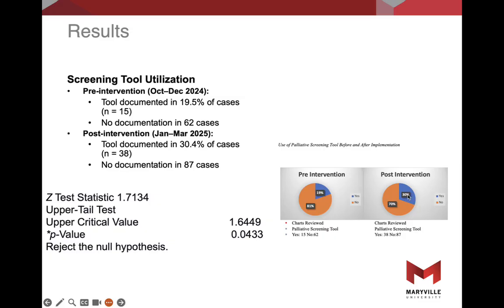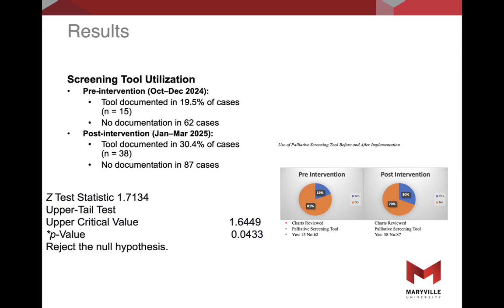And then compared to our post-intervention, you can also see the chart review went from 15 to 38. And then we saw like 87 of them were not reviewed. Yes, 87 is a large number, but looking at where we came from, 15 to 38, that is a large number of screening tools that was changed from the education and the implementation phase.